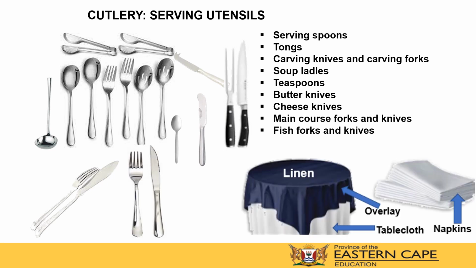Now to continue, your linen. Remember, before I explained to you the three types of linen that we have: you've got your tablecloth, you've got your overlay, as well as your napkins. So you must make sure that those are ready, they are clean. We will discuss much later on how you make sure that they are well prepared to be placed on the table.